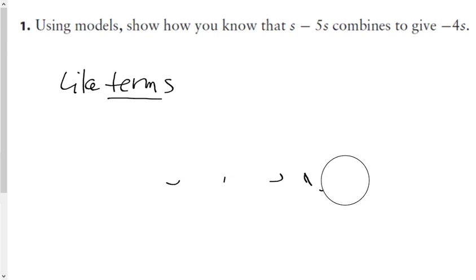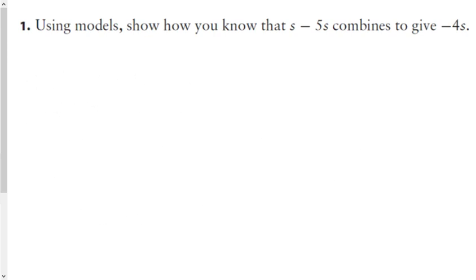Okay. With that said, that was a long preamble. When we get back to this first question, using models, show how you know that s and then minus 5s will combine to give you negative 4s. Well, like we said before, these are two terms, and you can connect the two terms with addition or subtraction. In this case, it's subtraction.